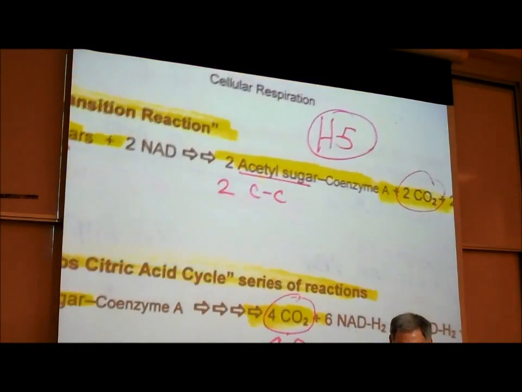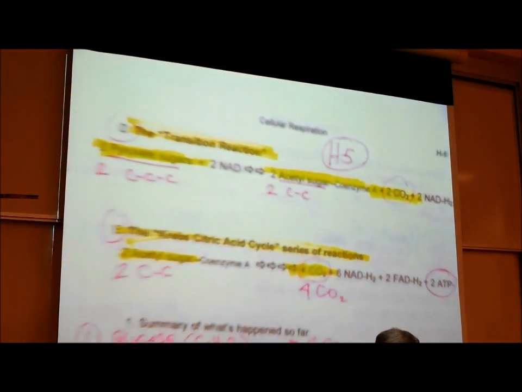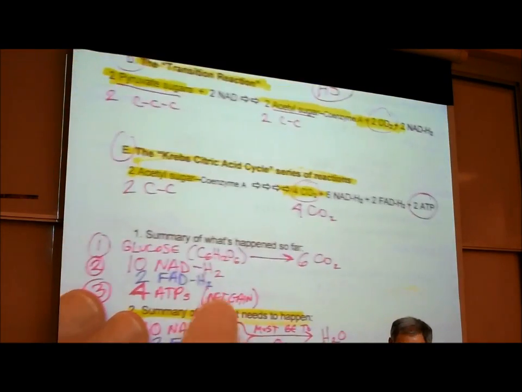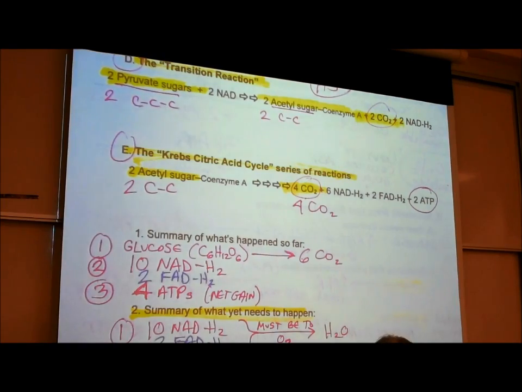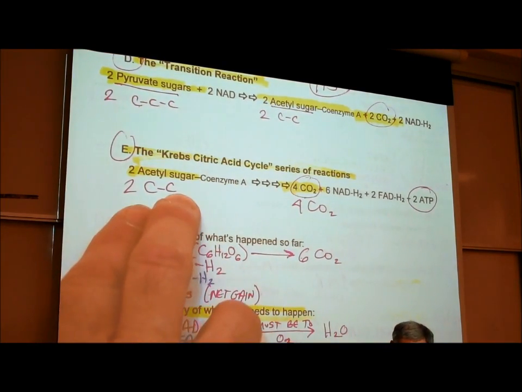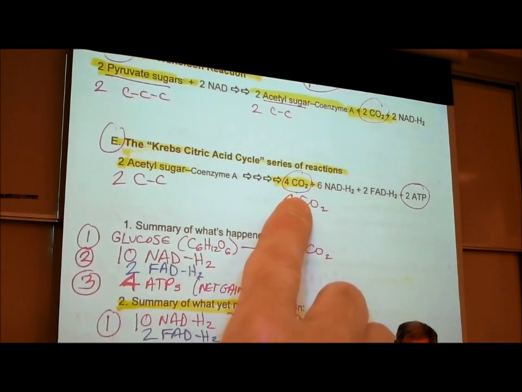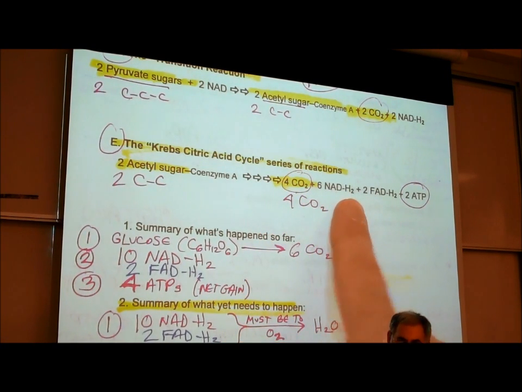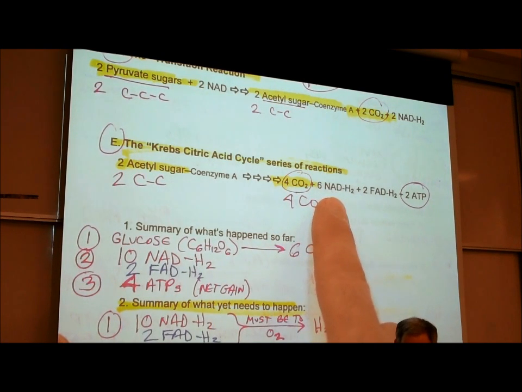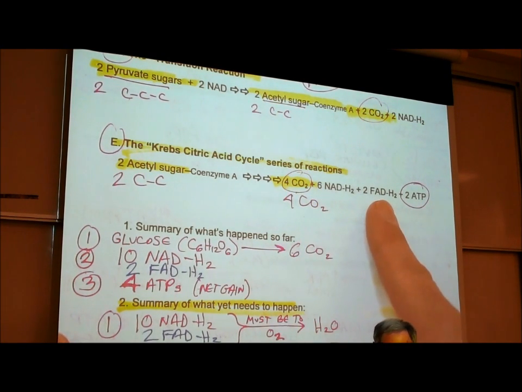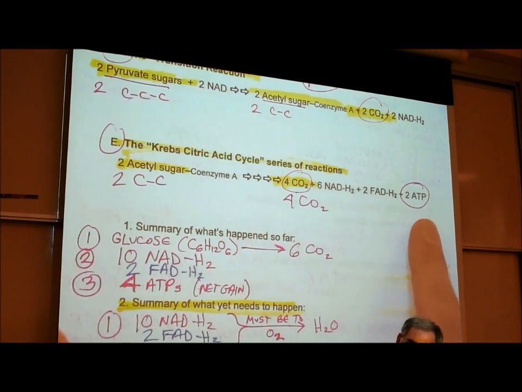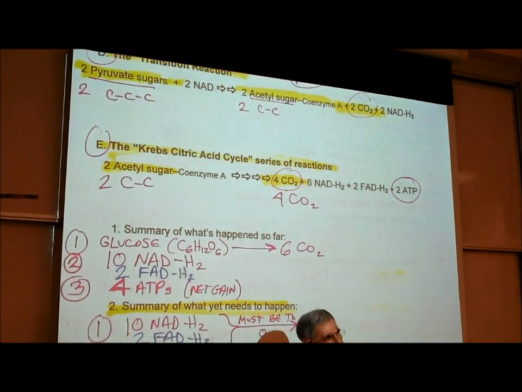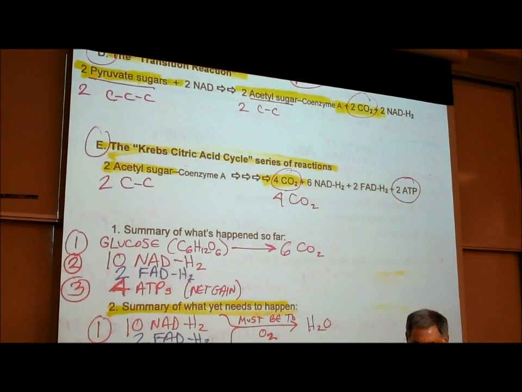So on H5, in the Krebs citric acid cycle series of reactions, the 2 acetyl sugars were broken apart into 4 carbon dioxides. 6 NADs picked up hot potato hydrogens. That's the B vitamin niacin. 2 FADs also picked up hot potato hydrogens. That's the B vitamin riboflavin. And 2 more ATPs were produced. That's a summary of the Krebs cycle.